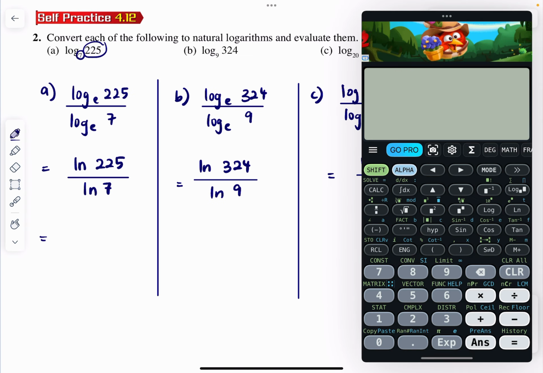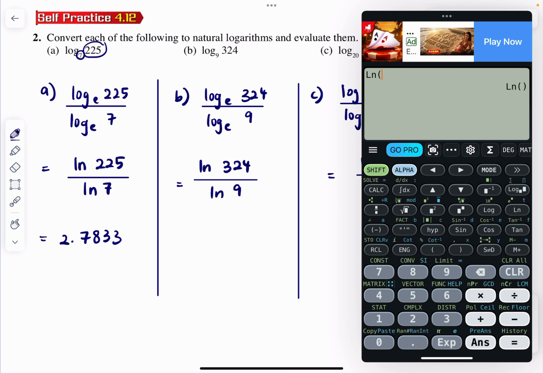Okay, so here in our calculator we have this button called ln. So here you can type ln 225 divided by ln 7. So you get 2.7833. I take more decimal places here. Ln 324 divided by ln 9, you get 2.6309.